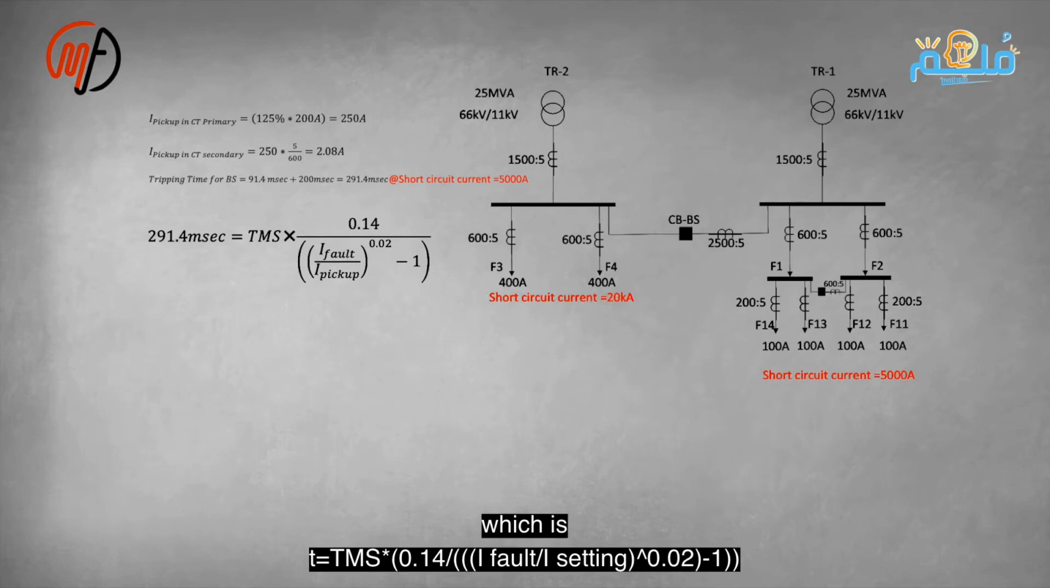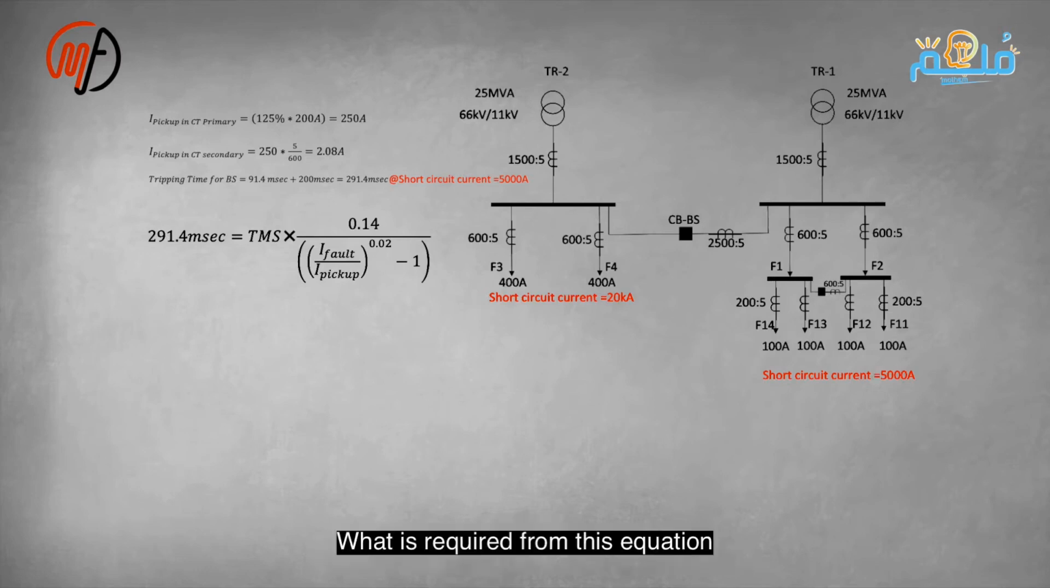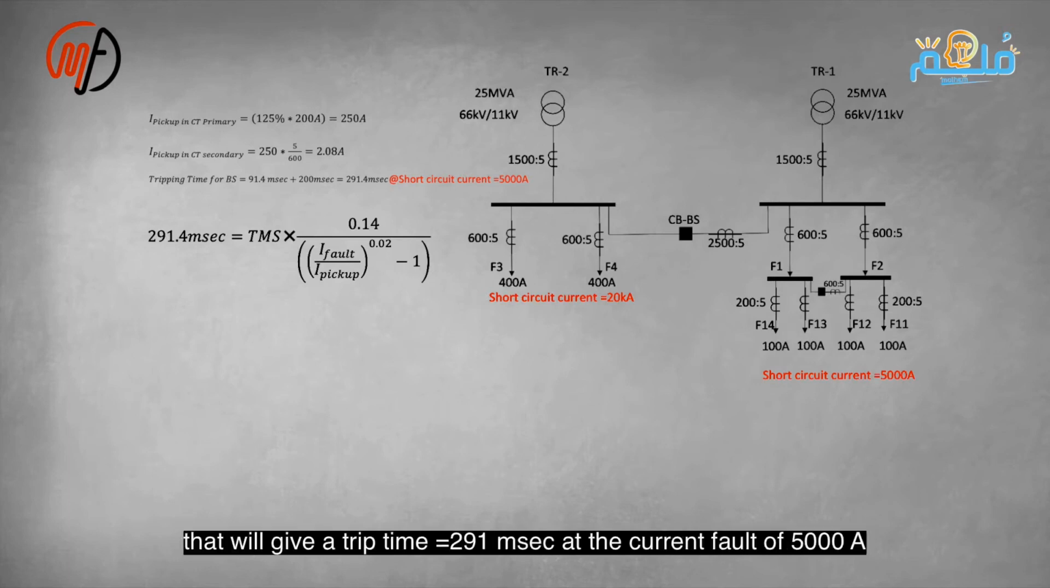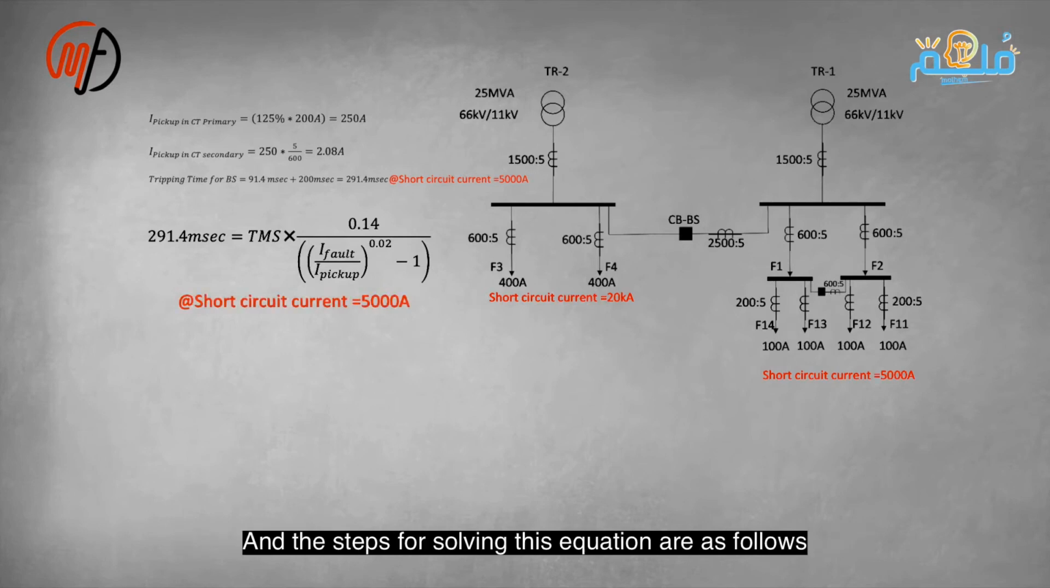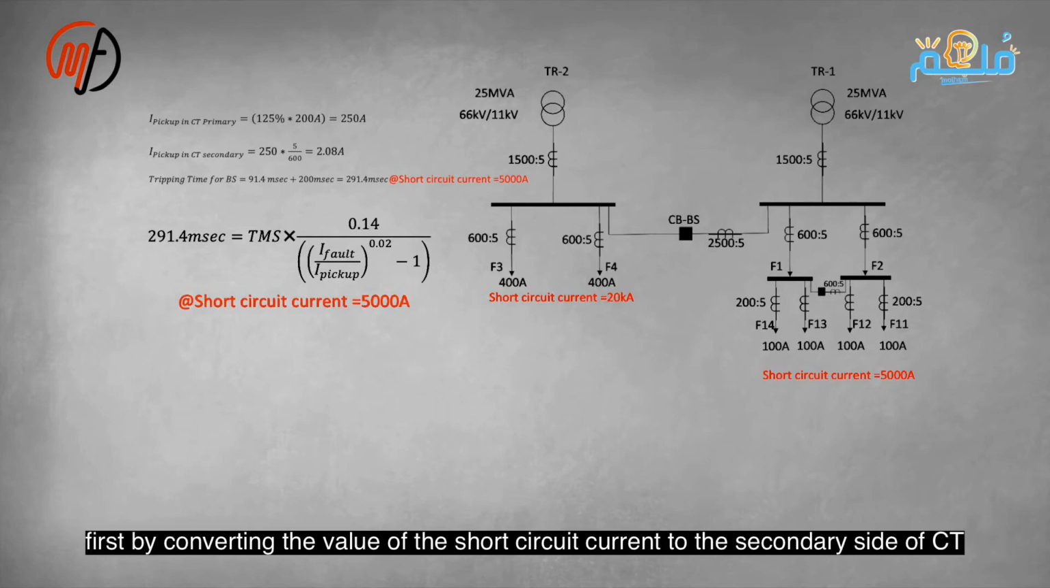The goal of this equation is to find the value that will give me the trip time when a fault current flows. The steps to solve this equation are as follows. First, convert the value to the secondary side. Notice that the ratio used here is 600 to 5, not 200 to 5. To convert the short circuit current to the appropriate secondary, we take 5,000 times 5 divided by 600, which equals 41.667 amps on the secondary.